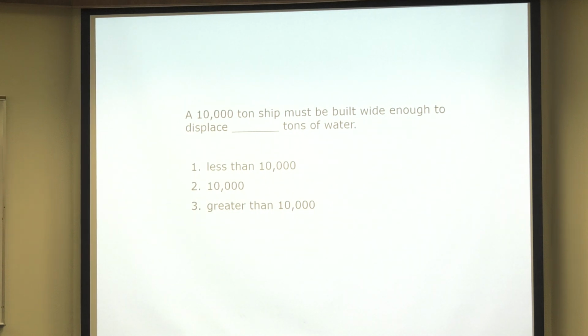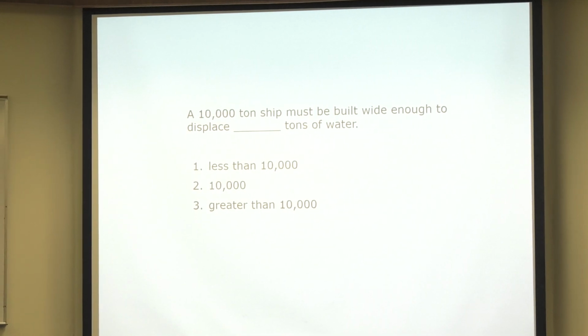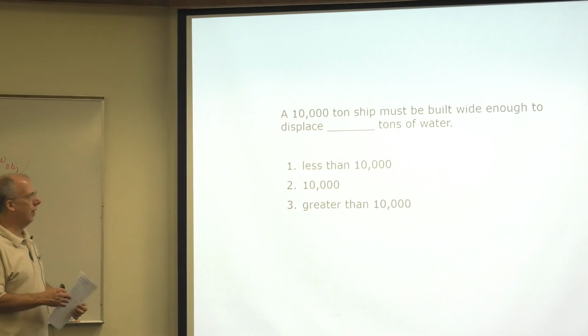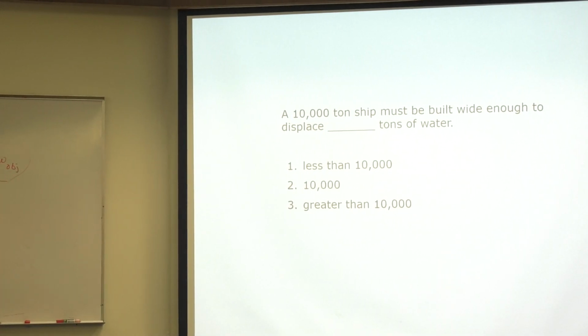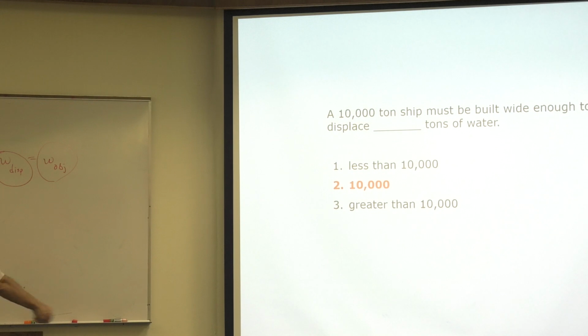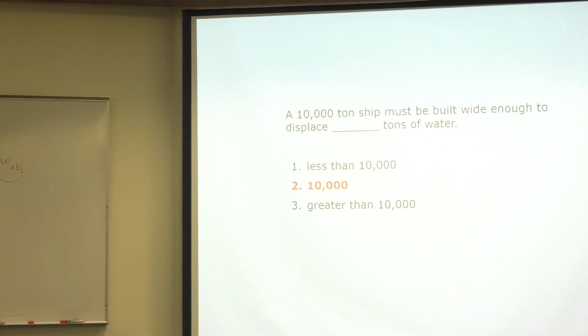Okay, we're back. Well, the weight of the fluid displaced equals the weight of the object. So if it has 10,000 tons, it has to displace 10,000 tons of water. It's as simple as that.